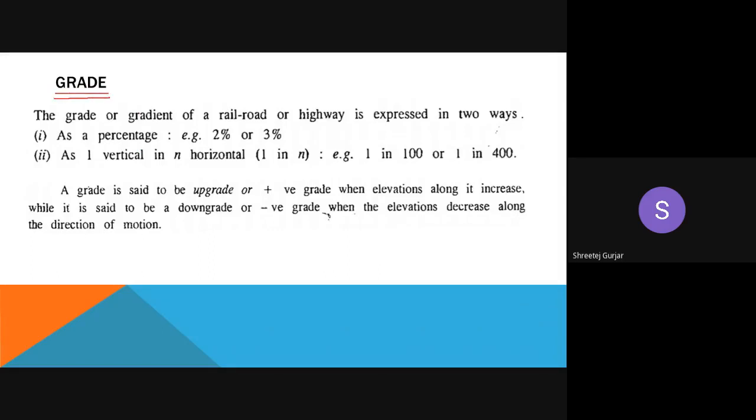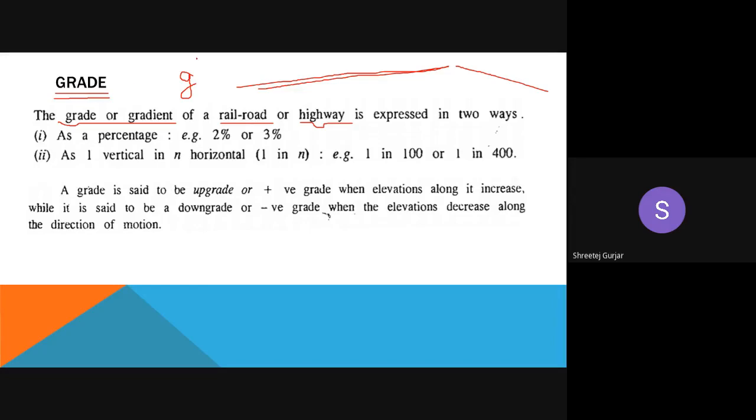Now, what do we mean by grade? Grade is nothing but the gradient which I have explained to you, which we represent as small g. Grade or the gradient or the slope of the road. Longitudinal slope is what we mean by grade. It may be a rising grade or a falling grade. Grade or gradient is a representation of the longitudinal slope of the road. It may be a railroad or it may be a highway.